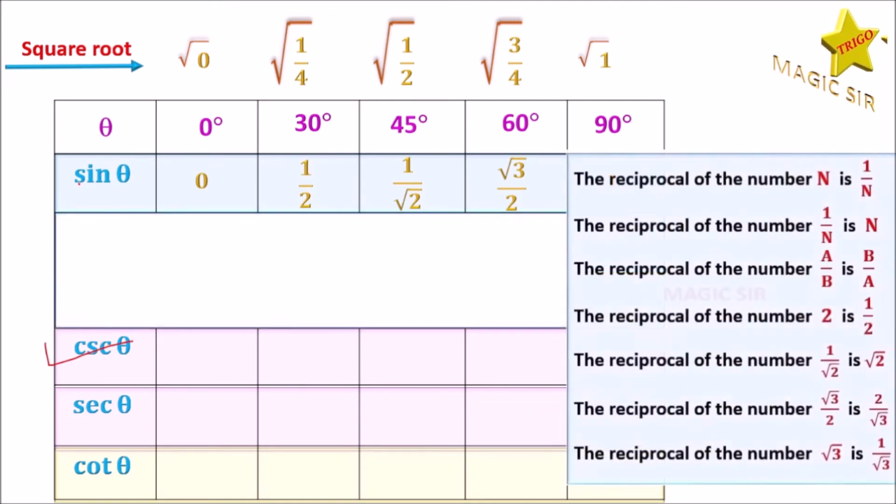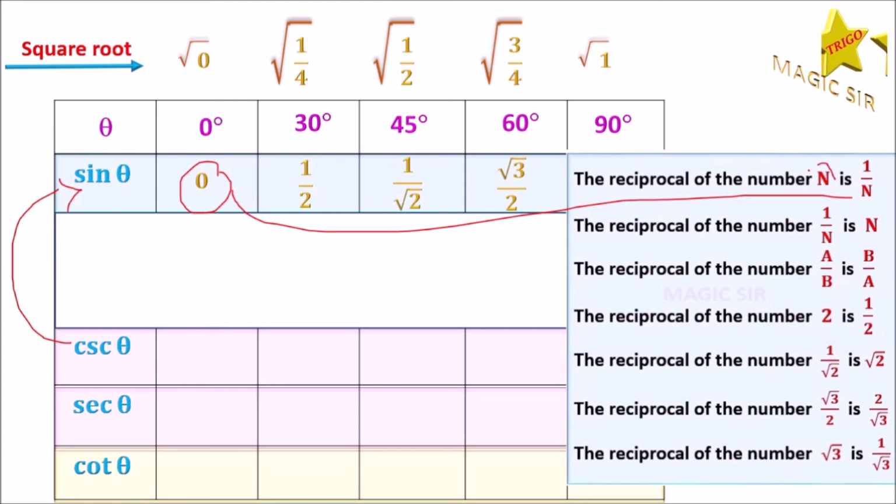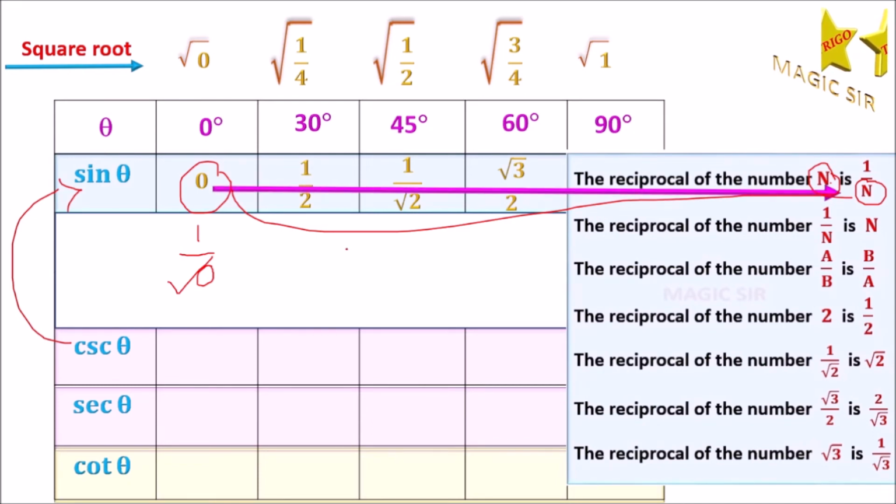We know that cosec theta is the reciprocal of sin theta. For 0 degree, the reciprocal of a number n is 1 upon n. Put n equal to 0. So the reciprocal of 0 is 1 upon 0, and we know that division by 0 is undefined. So we write cosec 0 degree is equal to infinity.